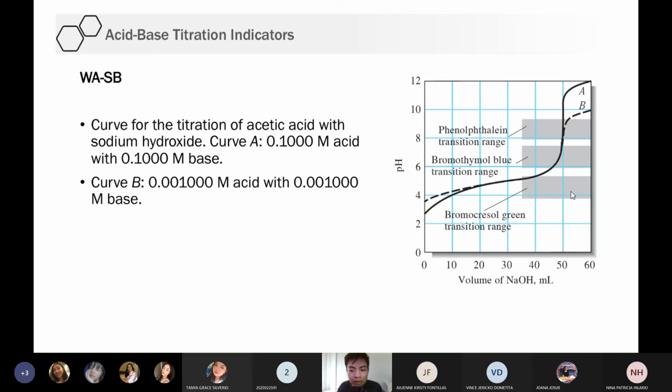Bromocresol green, pwede ba? Hindi. Bakit? You will not observe the inflection point within the transition range of the BCG or the bromocresol green. Hindi kasi dumadaan doon yung inflection point eh. Ibig sabihin, hindi mo to pwede gamitin. Ang pwede mo gamitin is itong dalawa.